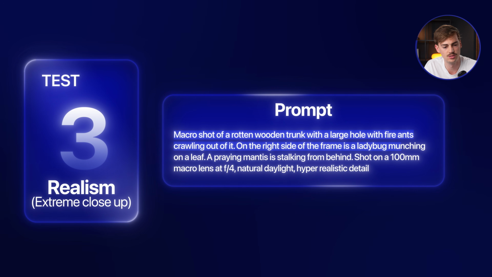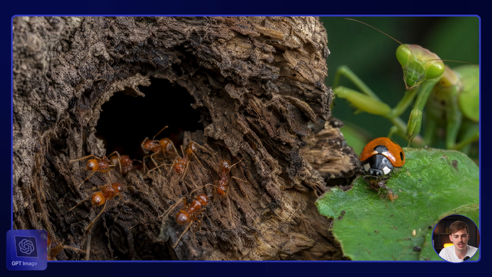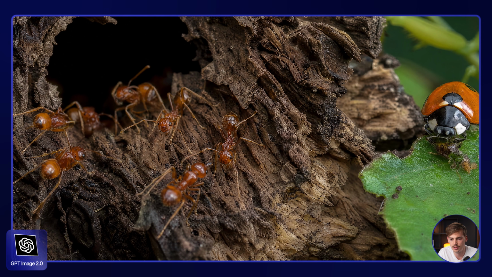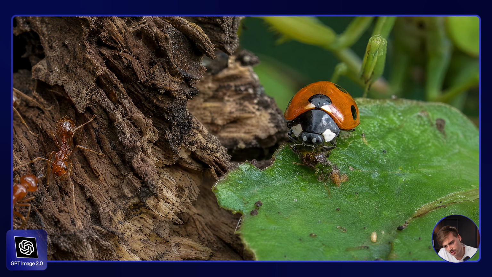A praying mantis is stalking from behind, and it is shot on a 100mm macro lens at f4, natural daylight, hyper-realistic detail. So let's check it out. GPT Image 2. Wow, this looks sharp, especially this guy being extremely detailed. Then we got the ladybug.